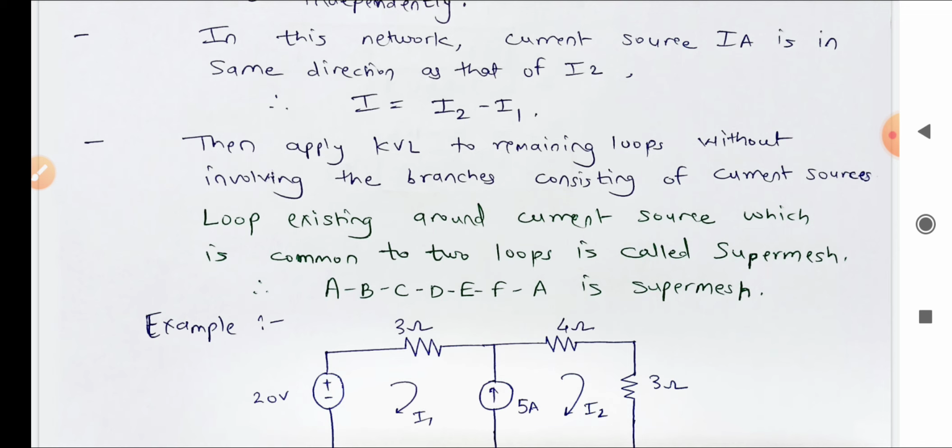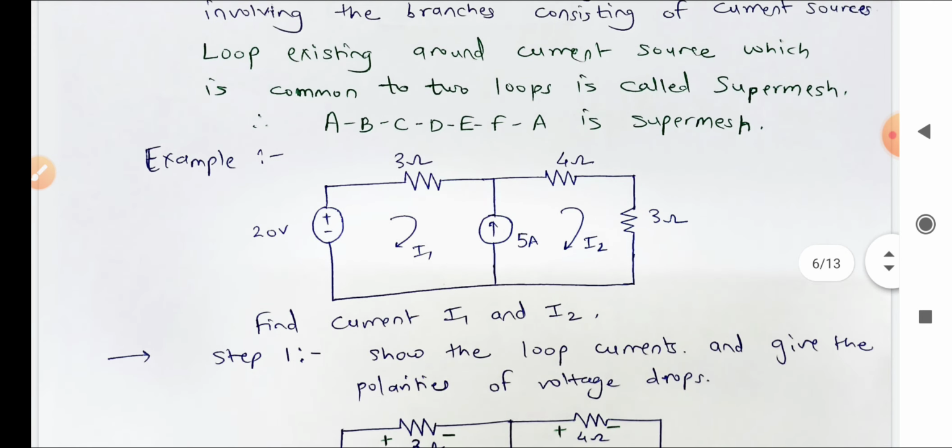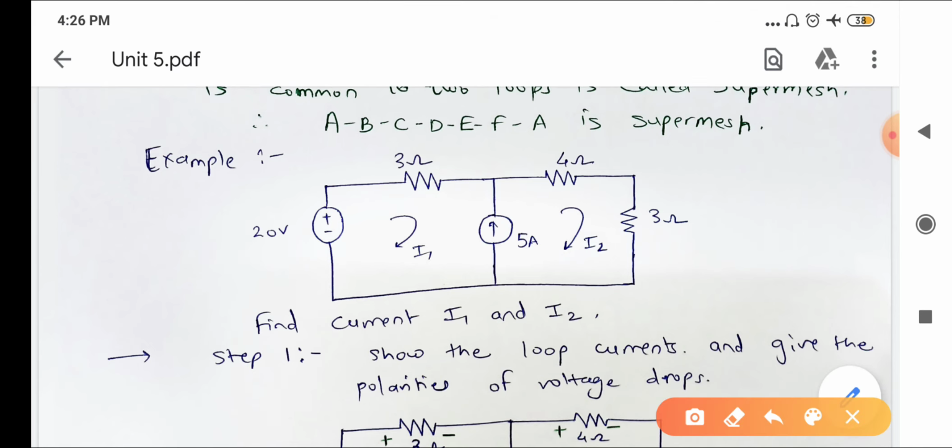To get an idea, I have one example. See, this is the example. In that, the 3 ohm, 4 ohm and 3 ohm are the three resistors, and 5 ampere is a current source present in between two loops. Now we are going to write the equation for this current source by assuming I1 and I2. By considering I1 and I2, I2 is in the same direction as that of 5 ampere, so it will be I2 minus I1 is equal to 5. This is our first equation.